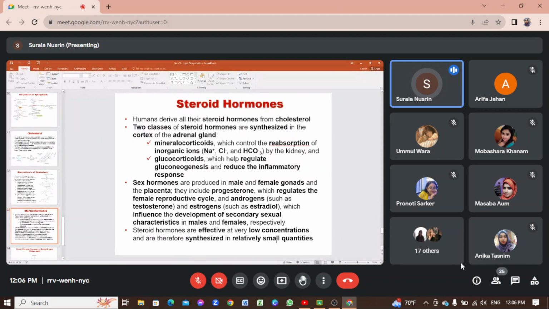So these steroid hormones are very effective, but we need a very low concentration of them. That means if we synthesize them in small quantities, that is still enough to carry out the functions done by these steroid hormones. That is the required quantity functional for the important physiological activities of our body, and we can synthesize the hormones by ourselves from cholesterol. So we don't need to take cholesterol from outside.